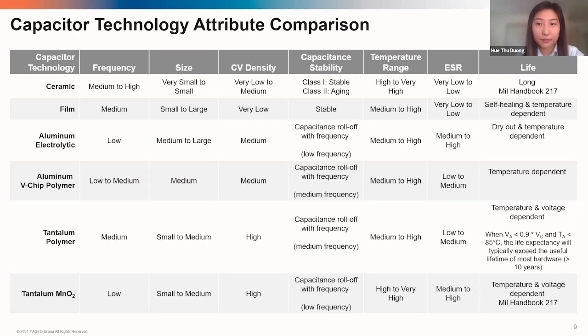Lastly, we've got tantalum MnO2, or manganese dioxide, in the cathode of these parts. These will also have capacitance roll-off at lower frequencies. They're stable, but these do have higher ESRs, and these will have to be derated by 50% for reliability, and then additional derating if the application is above 85 degrees C.